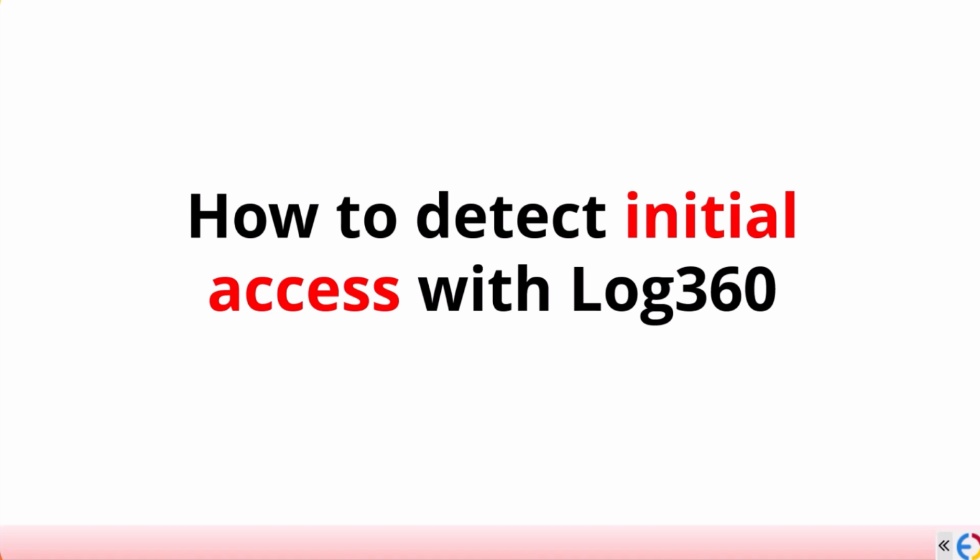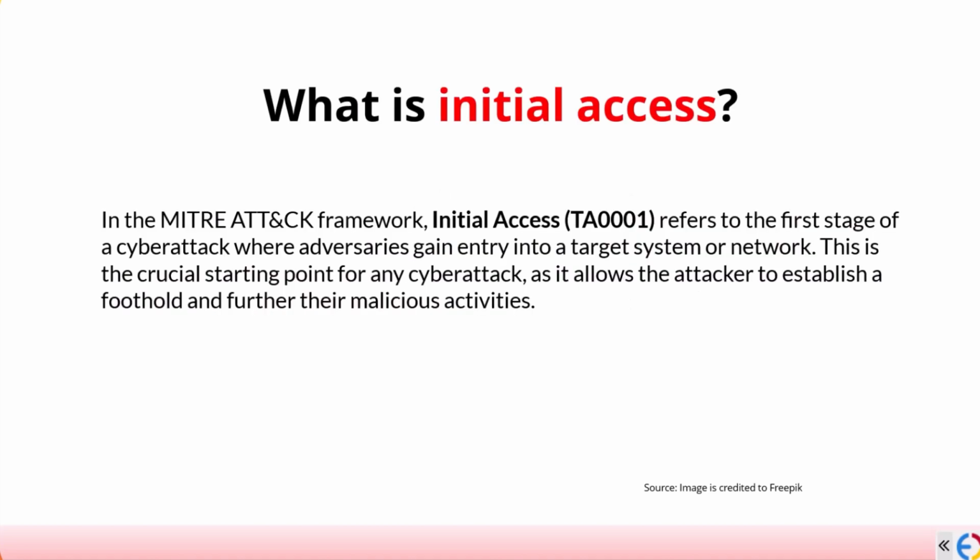Hello everyone. Let's learn how to detect attackers trying to gain initial access into the network. Initial access is a tactical goal of an attacker as described by the MITRE ATT&CK framework. It is the stage of an attack when adversaries use a set of techniques to grant them entry for the first time into a victim's network.